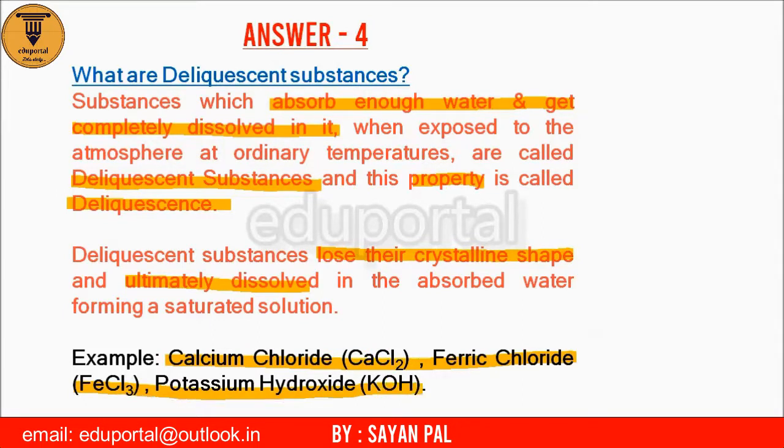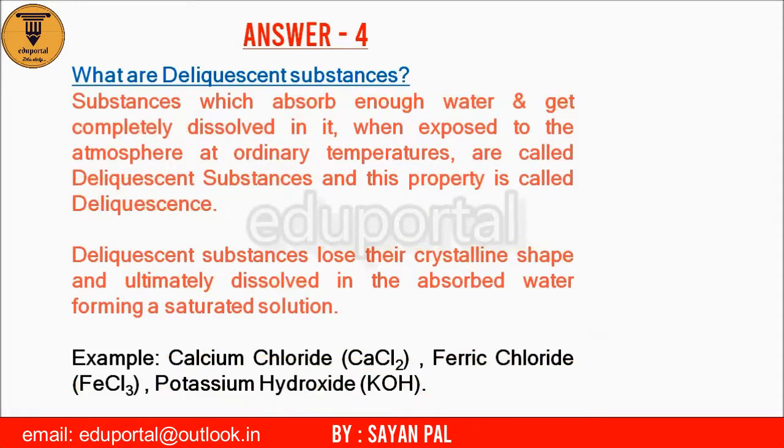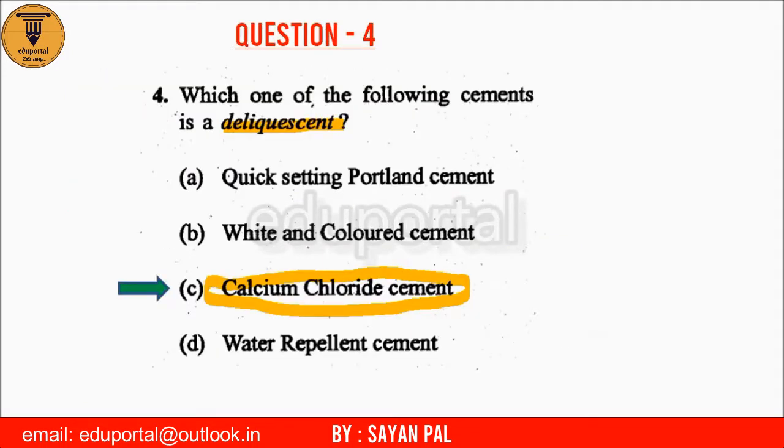Now we will see the question again. The question says, which one of the following cements is a deliquescent? That is cement containing calcium chloride, because calcium chloride is a deliquescent substance. So the cement which contains calcium chloride will be a deliquescent cement. Okay, so our answer is C. Now we will move on to question number 5.